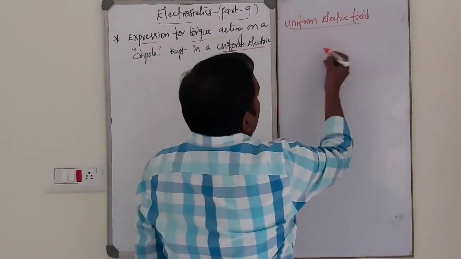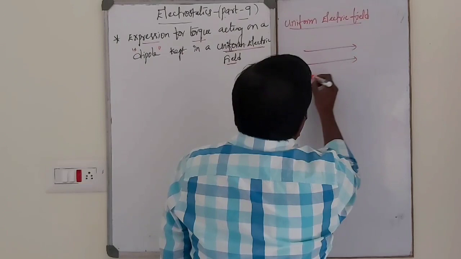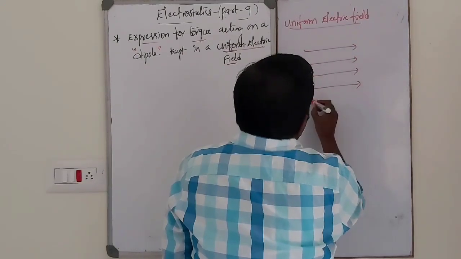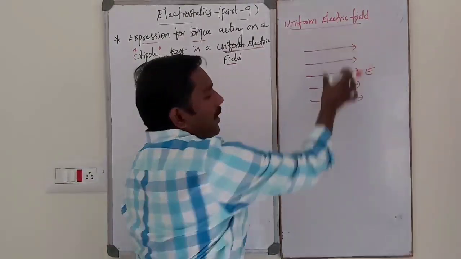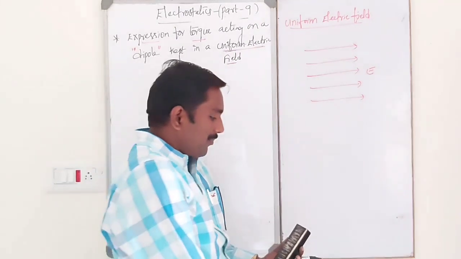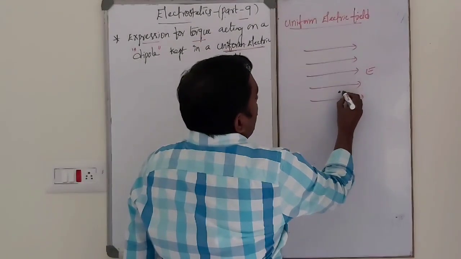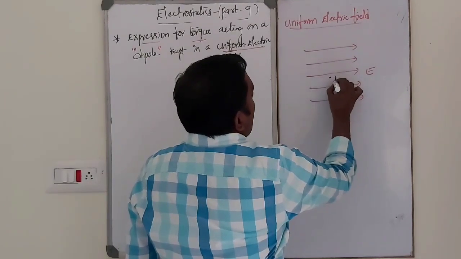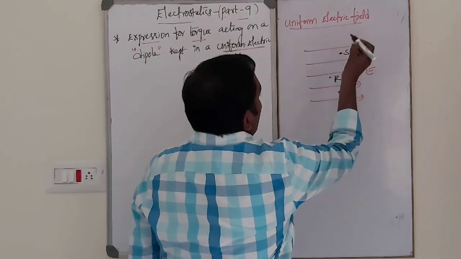Okay. Suppose, for example, see, dear students, this is the representation of a uniform electric field. The arrow mark indicates the direction of the electric field. In this field, let us consider 3 points. This is the point P. This is the point R. This is the point S.